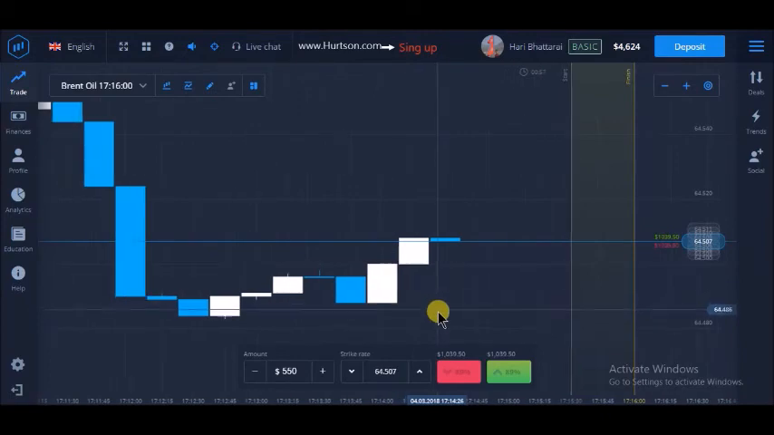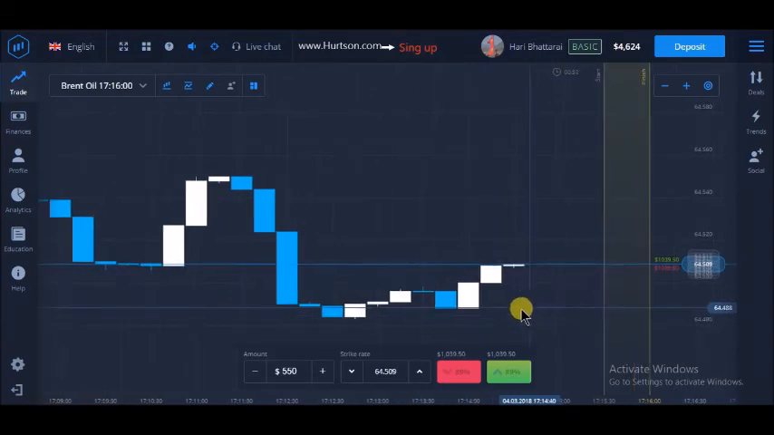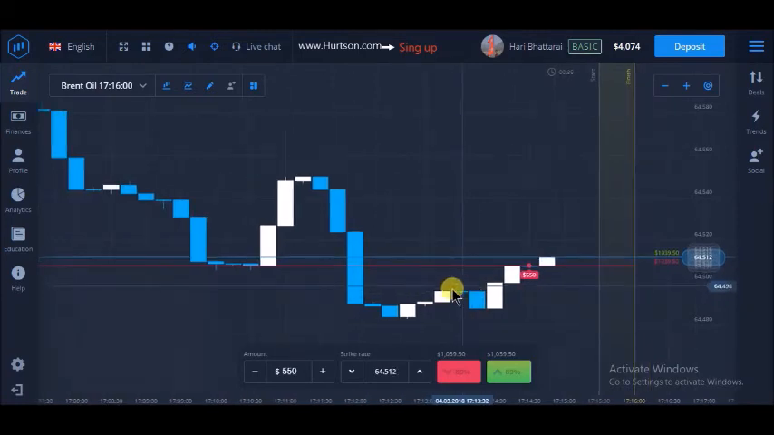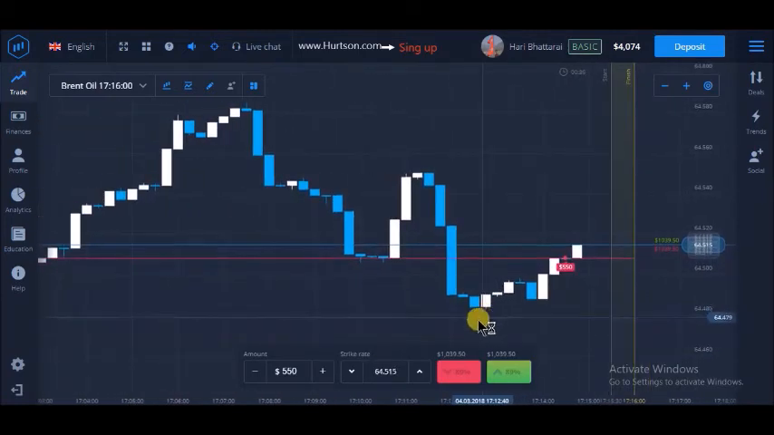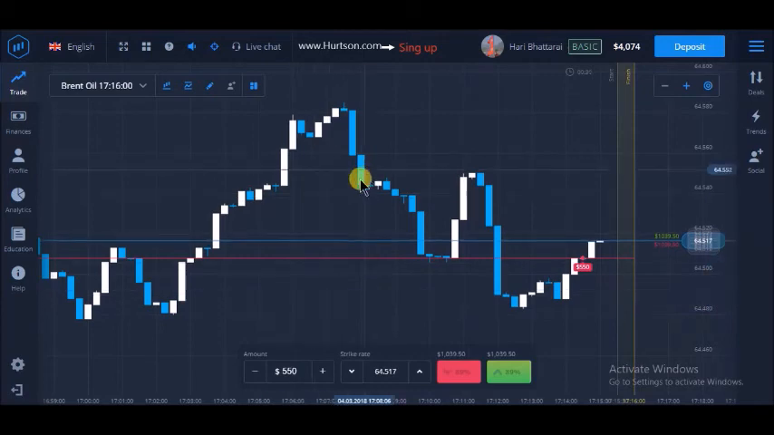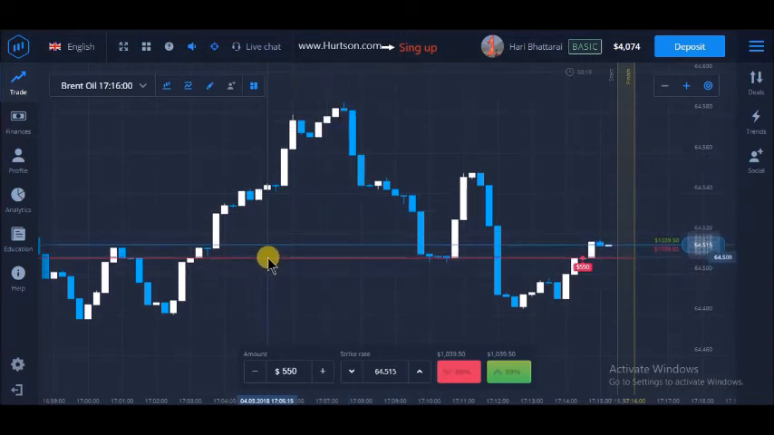Okay, so I think this time also I should put a trade, that is a put option. Okay, I already opened a put option. What I want to explain is that you can see these are 15-second candles. Every candle is a 15-second candle. This white candle means the market was going up, and this blue candle means the market was going down.